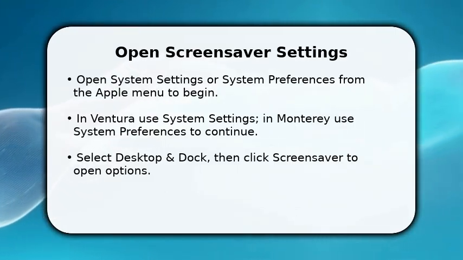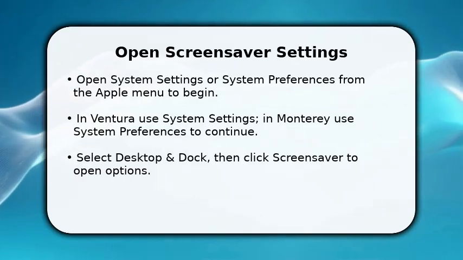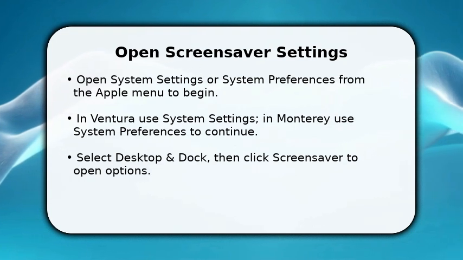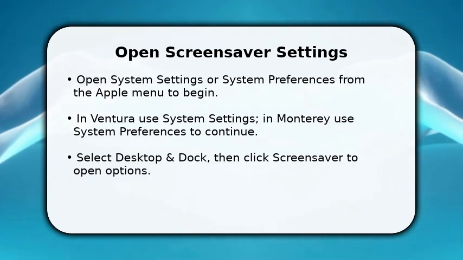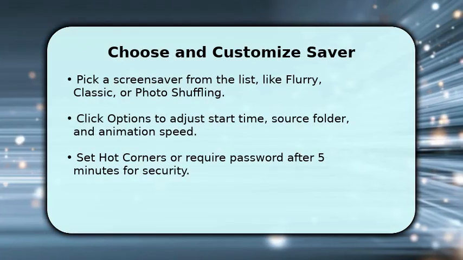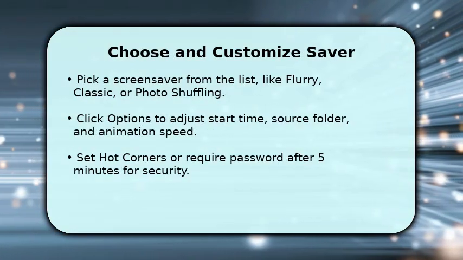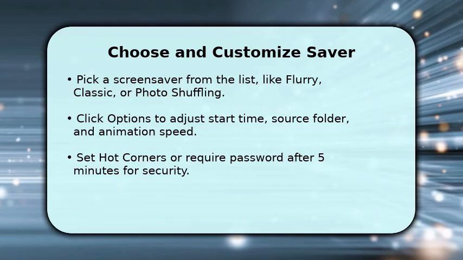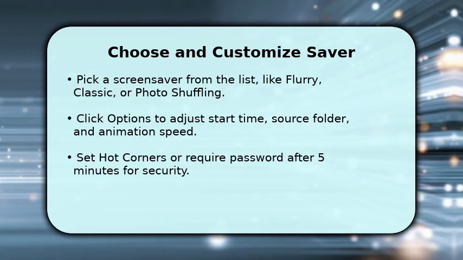These steps take under 1 minute once you know the menu names. This ensures you are in the right panel for changing, previewing, and scheduling your new screensaver preferences. Scroll the available screensavers and click one to preview its animation. Pick options like Flurry, Classic, or a photo shuffle from a folder of images.